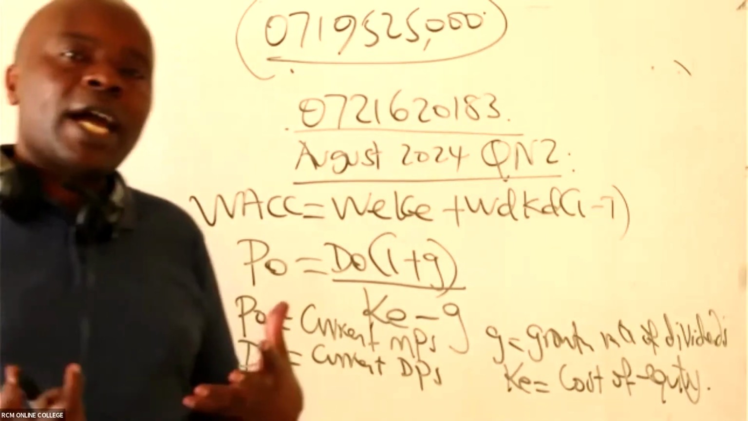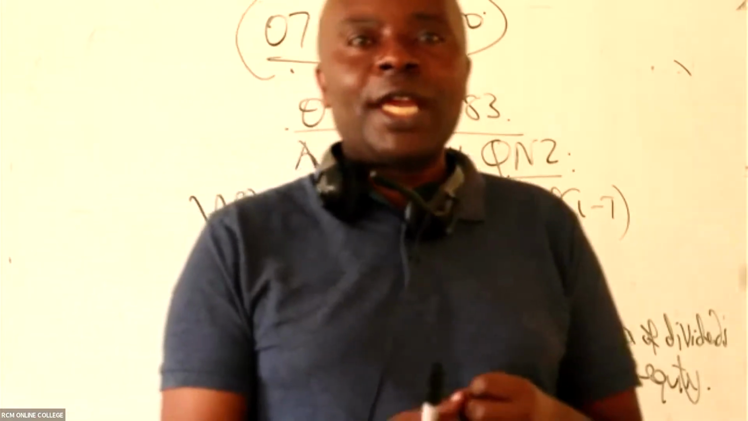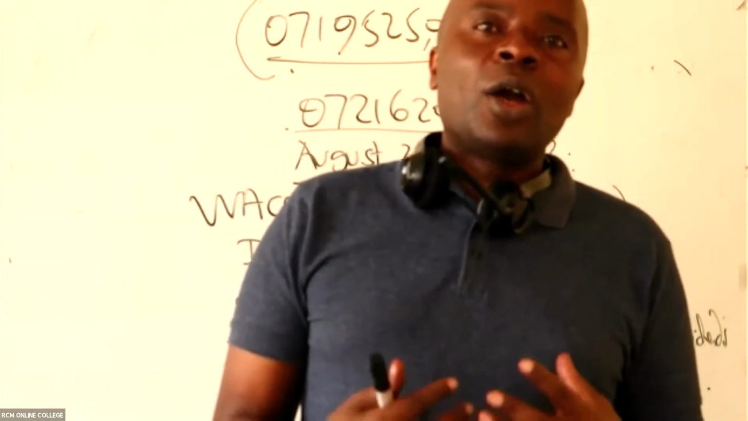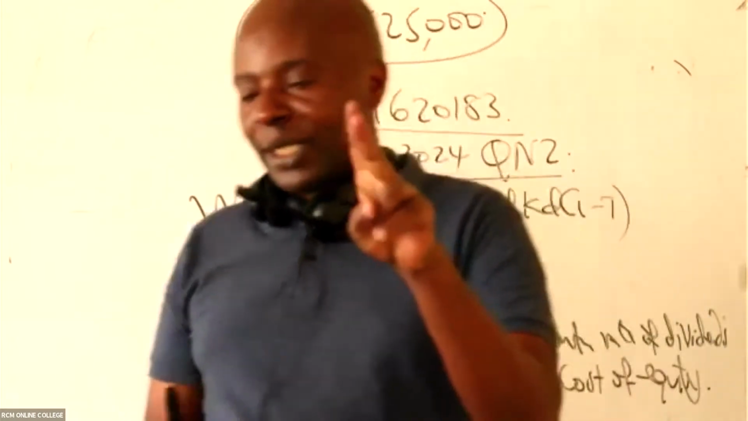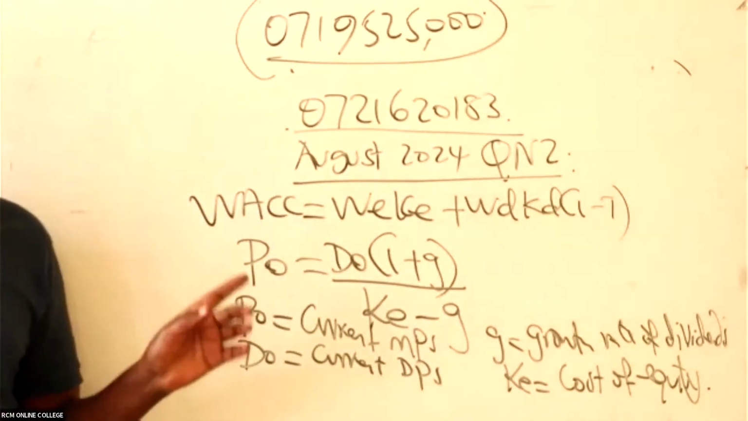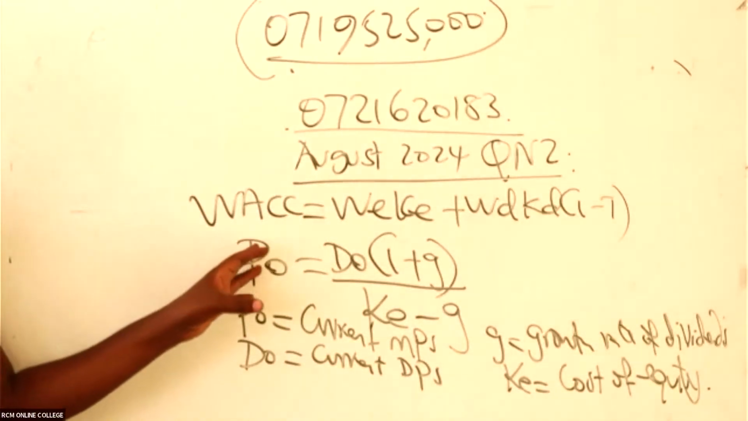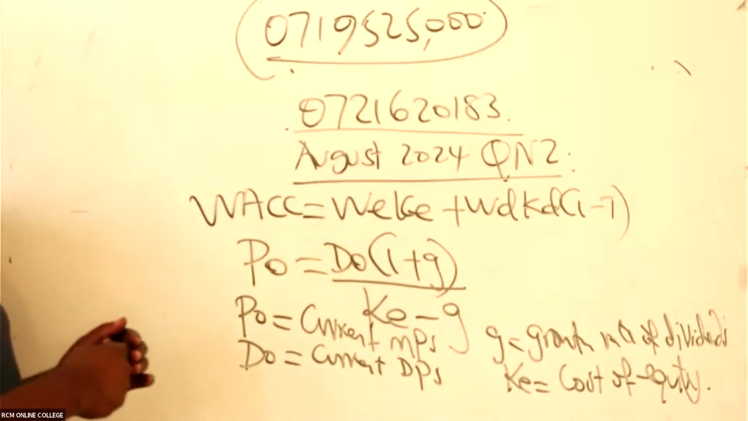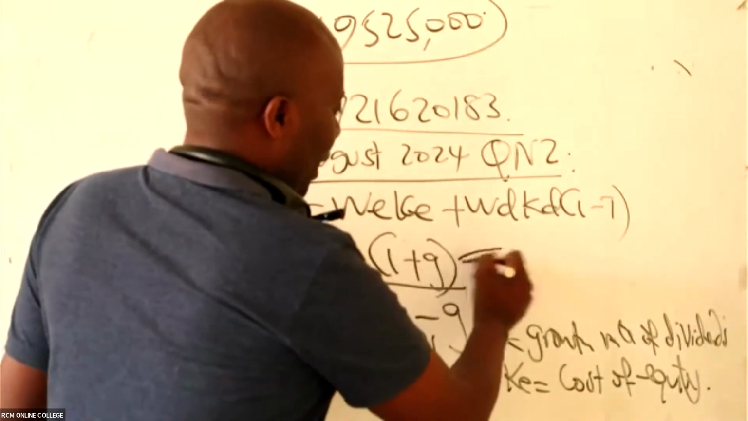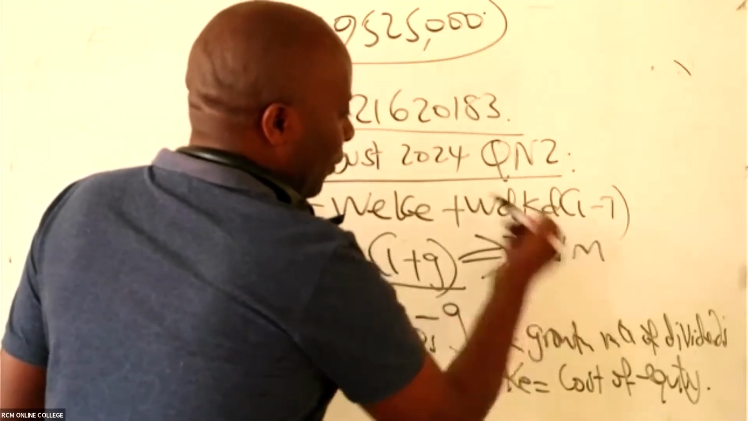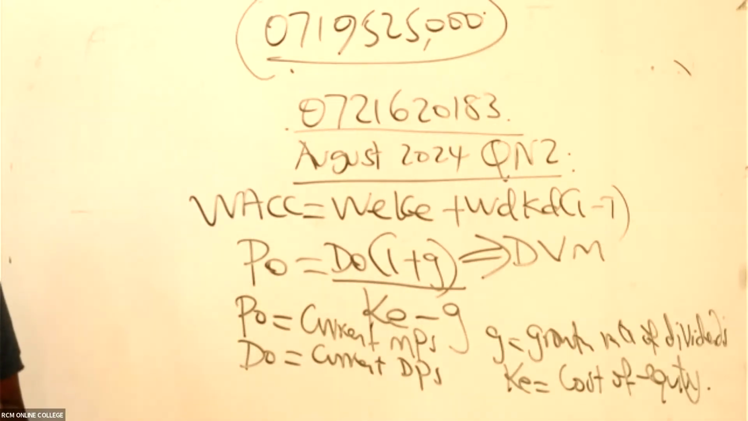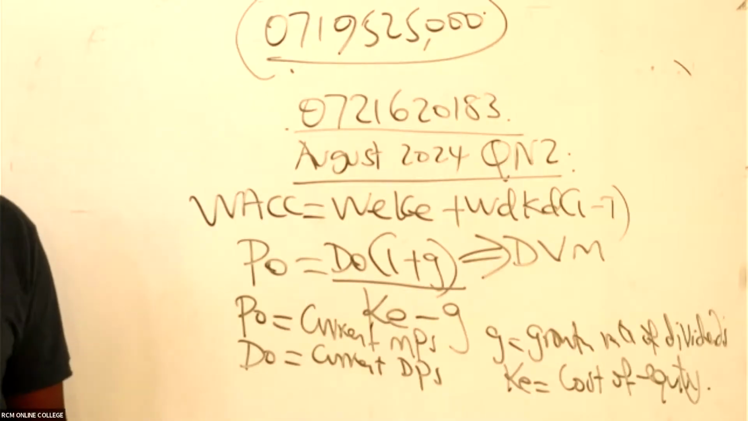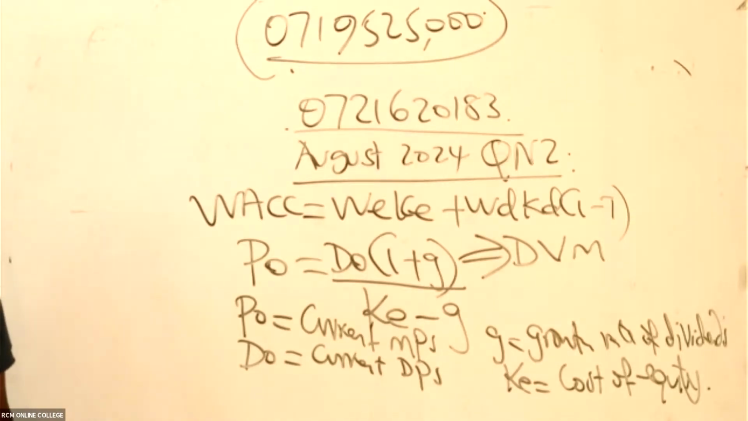But you see now, here they are talking about the valuation of a share, and we need the cost of equity. We have two formulas that can help us get the cost of equity. But first of all, before I go to the cost of equity formula, have you been able to see this? DVM, the dividend valuation model. Have you been able to write up to here, ladies and gentlemen?